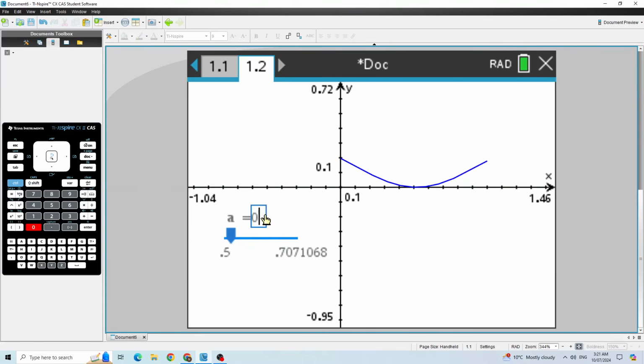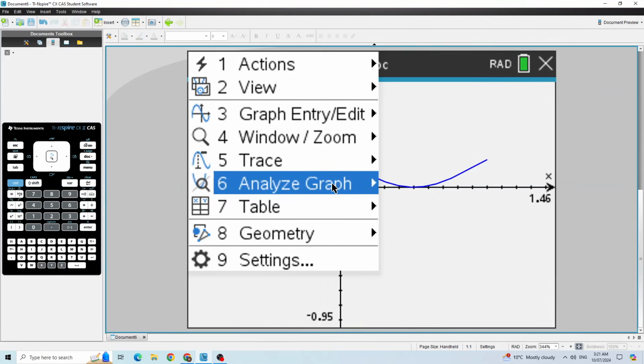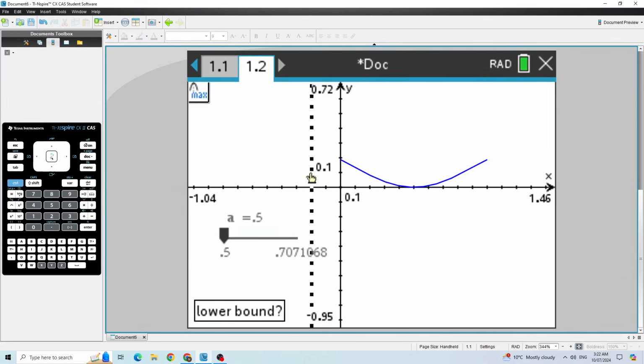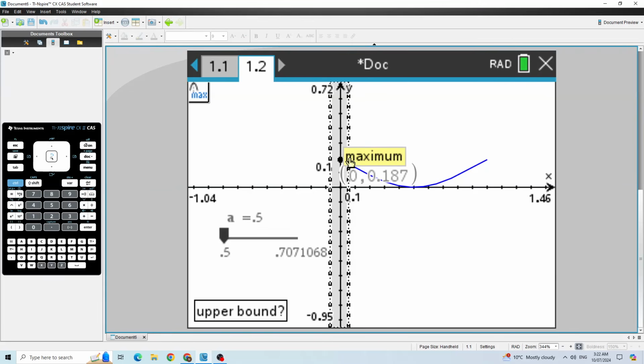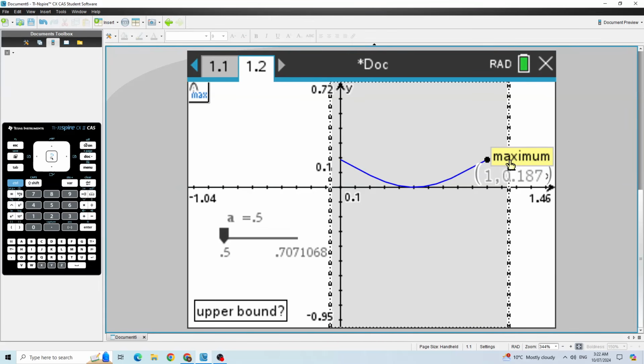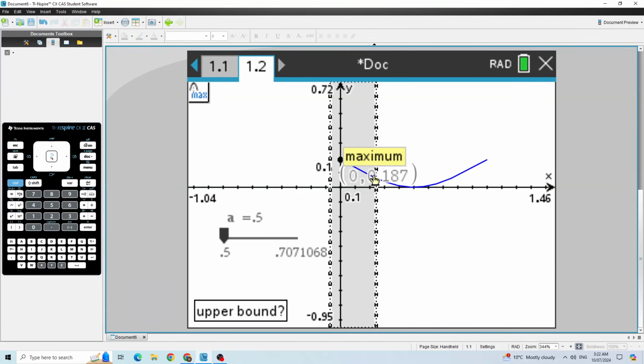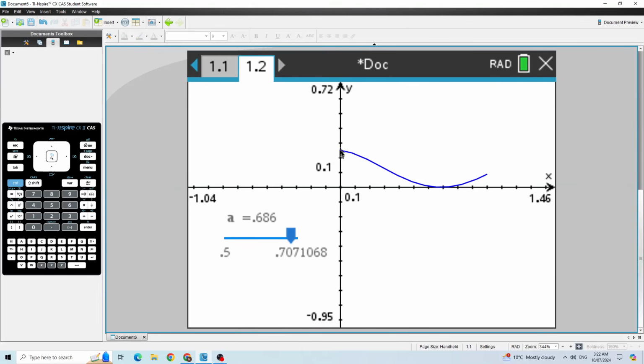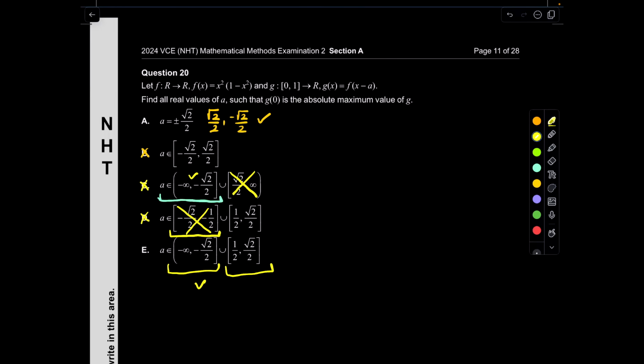Wait, so 0.5. It's still a maximum, but I think the maximum occurs at 2 points here. It still occurs at g of 0, but also the same maximum point occurs at 1. But that doesn't matter. It does occur at g of 0. That's the main point here, because we're trying to find all the real values of a. So yes, it still occurs at g of 0. This one looks actually good. Playing around with this, you can see that it's always maximum. So E looks correct. So basically, E is our answer.